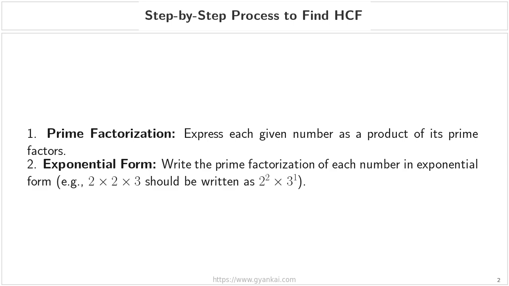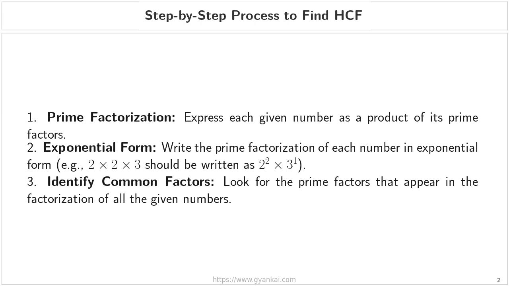Second, once you have those strings of prime numbers, you should rewrite them in exponential form. Instead of writing out 2 times 2 times 3, it is much cleaner and more helpful for our next steps to write it as 2 to the power of 2 times 3 to the power of 1. This makes the exponents very easy to see.